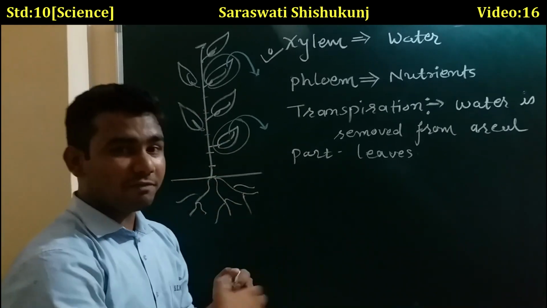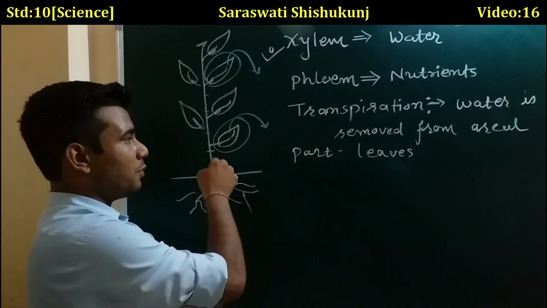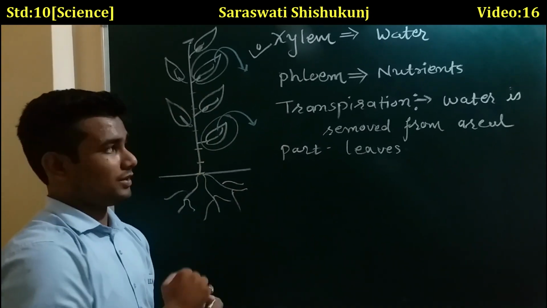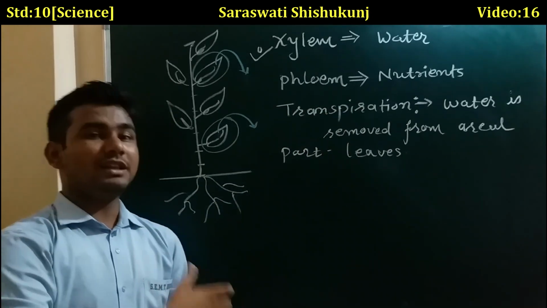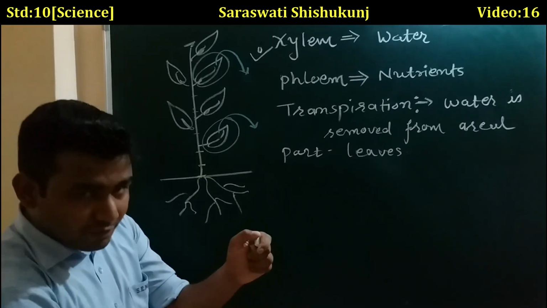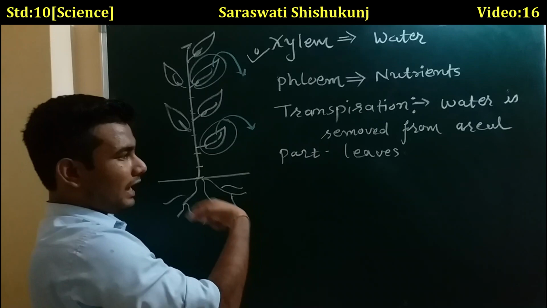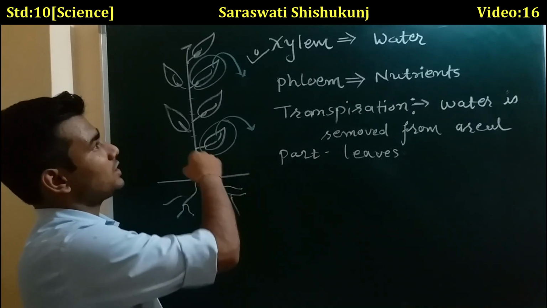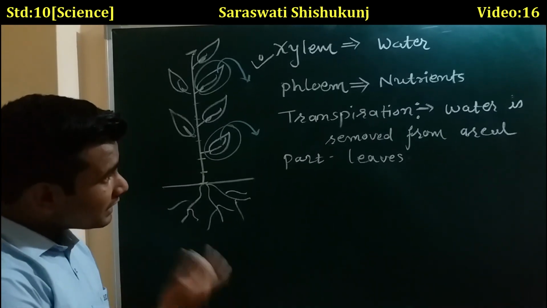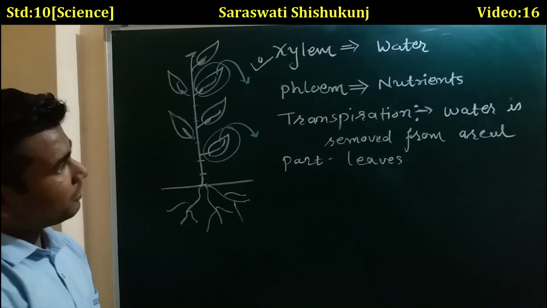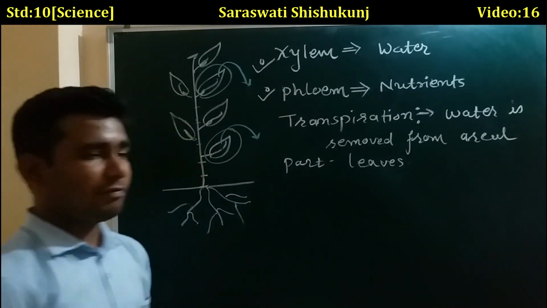So it will provide a force to water to move in an upward direction. So simply, by the process of transpiration, water is lifted upward. By the process of transpiration and diffusion, water is transported to all parts of the plants. Similarly, for transportation of different types of nutrients, there is the system of phloem.